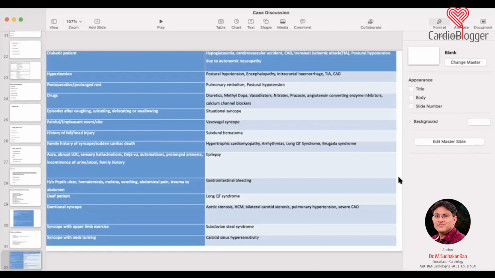Brugada syndrome, V1 shows an RBBB pattern, those types of things. QT interval you should see, or LBBB. If an underlying LBBB is there, then you should look for a bifascicular or a trifascicular block. So these are the various things on ECG you have to see before sending a patient home.